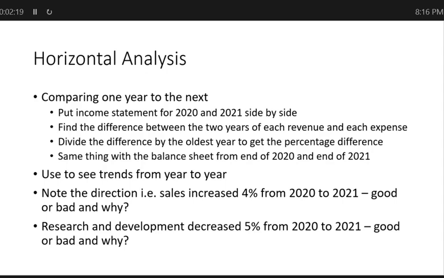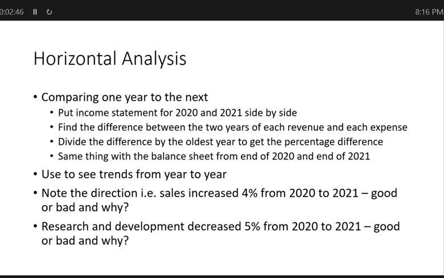Okay. So what we might do with that, once we have them side by side, is we find the difference between 2 years. So we might compare revenue for 2020 to revenue for 2021. See if it went up. See if it went down. See the difference, how much it went up or down. And then calculate the percentage that it changed.